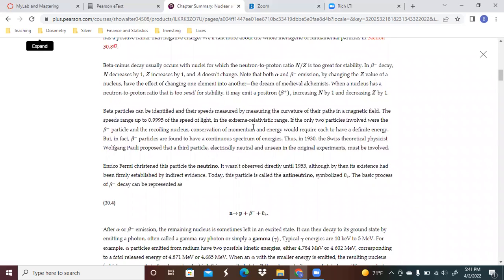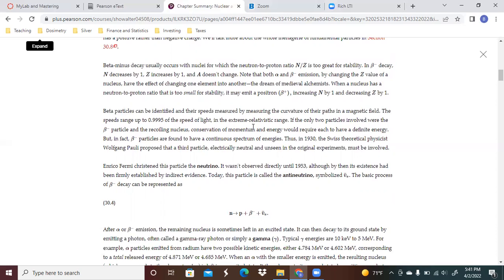Beta minus decay usually occurs when nuclei have a neutron to proton ratio that is too great for stability. So in beta minus decay, N decreases by 1, Z increases by 1, and the total number of nucleons doesn't change. Both alpha and beta minus emission, by changing the Z value of a nucleus, have the effect of changing one element into another, which, if you were an alchemist, you would love to be able to do en masse.